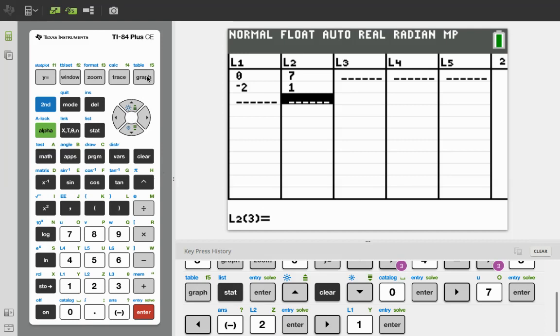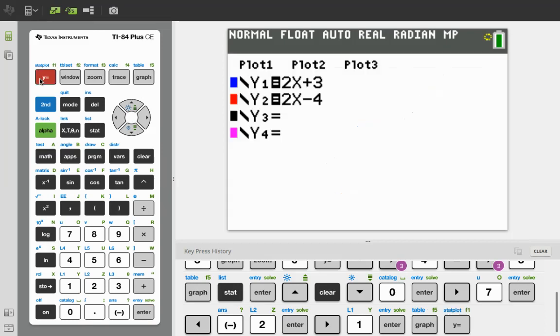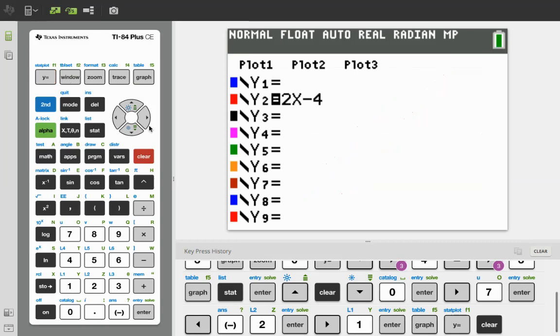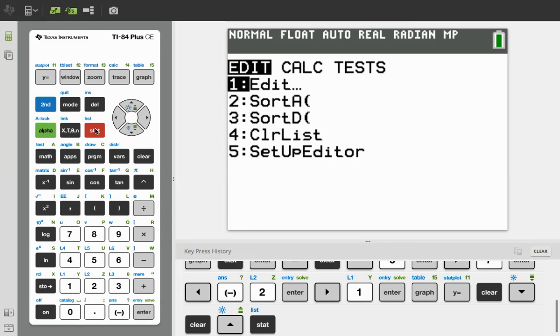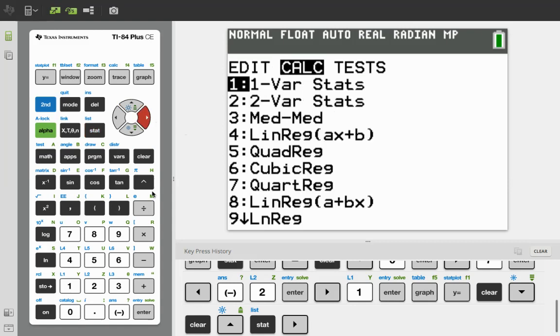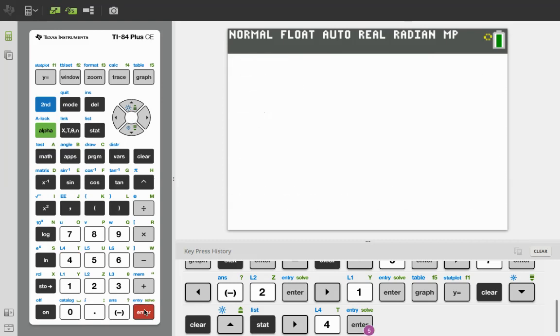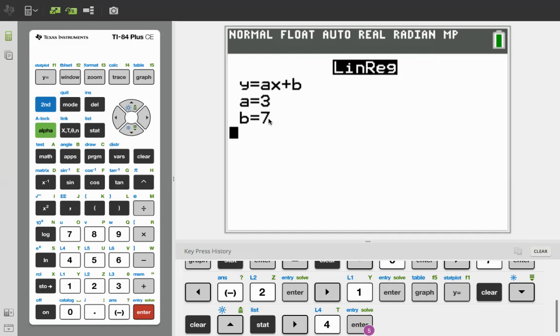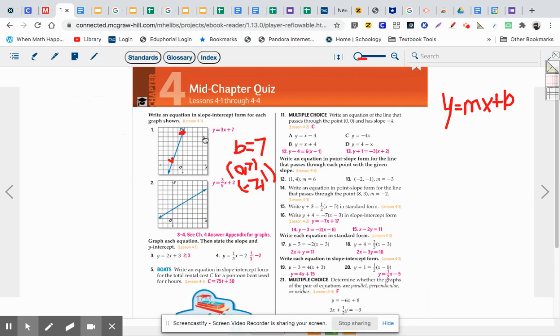Oops, I have some equations in here, so I'm glad I saw that to get rid of them. Now I'm going to go stat, calc, option 4. That's my linear regression. Hit enter 5 times: 1, 2, 3, 4, 5. And there I see what my slope is and what my y-intercept is. So my equation should be y = 3x + 7. And you would do number 2 the exact same way.